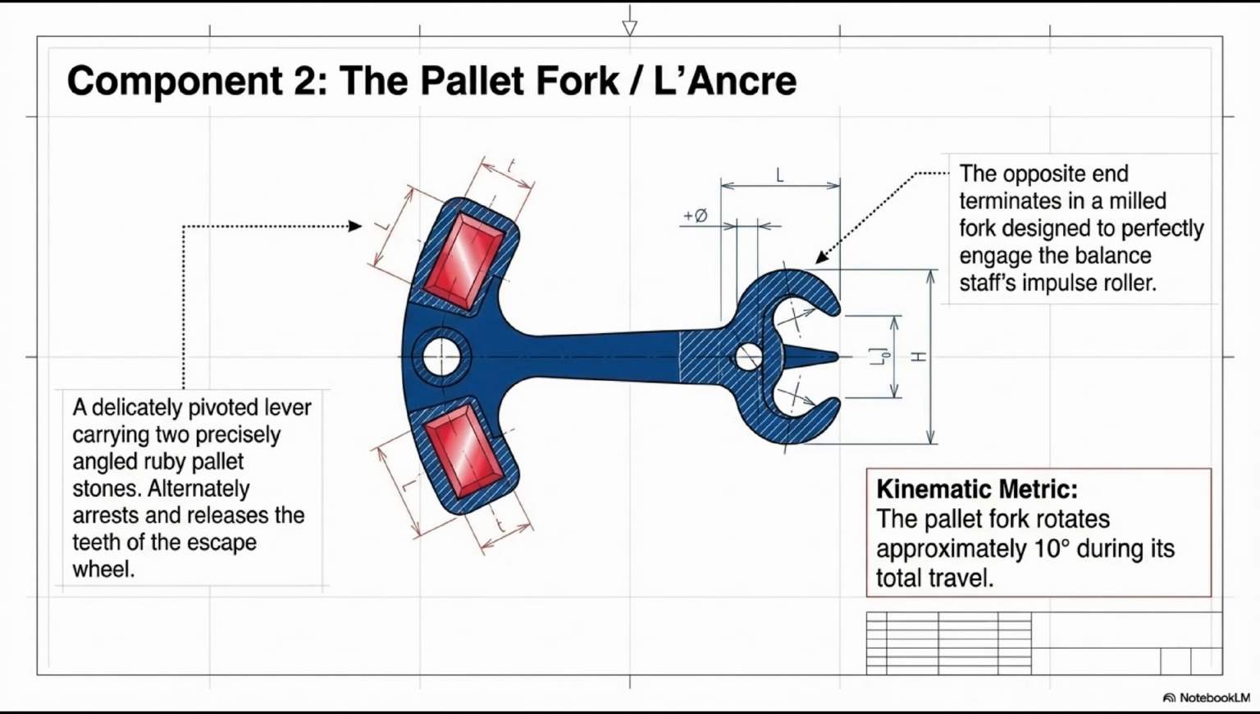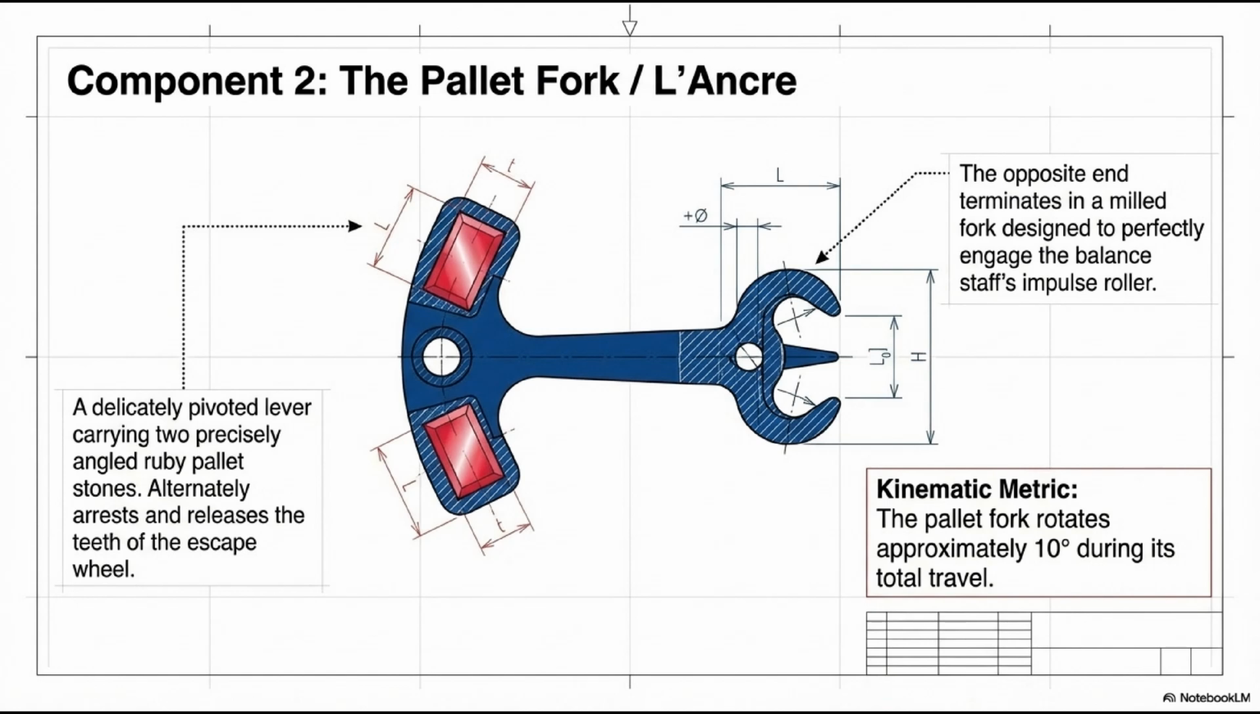Flanking the fork mouth are two guard horns, the entry horn, corne d'entrée, and the exit horn, corne de sortie. These horns are secondary safety elements that prevent the impulse pin from accidentally re-entering the fork from the wrong side, which would cause a reversal. Additionally, the fork body contains a small raised boss into which the safety dart is pressed or riveted. The total angular travel of the pallet fork from one banking pin to the other is approximately 10 to 15 degrees, a tiny rotation that must be reproduced with micrometer-level precision on every beat, millions of times over the watch's service life.